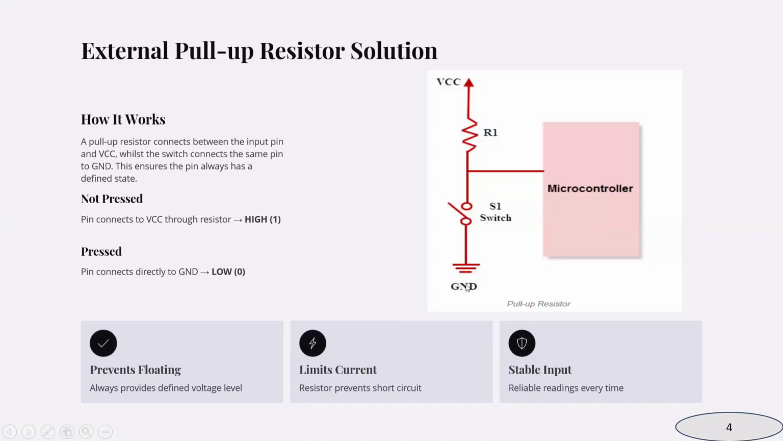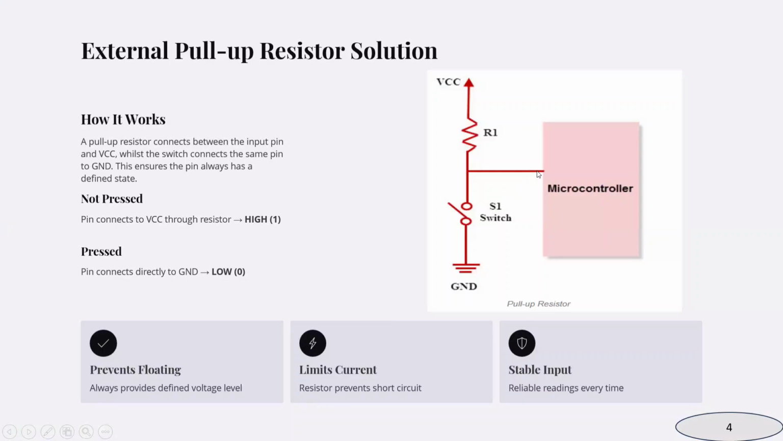Now let's check the working. When the switch is not pressed, the input pin is connected to VCC through the resistor, and hence the input pin of the microcontroller reads a high value. Clear? Now assume that the switch is closed. Now the pin is connected to GND directly. And hence the microcontroller will read a low value.